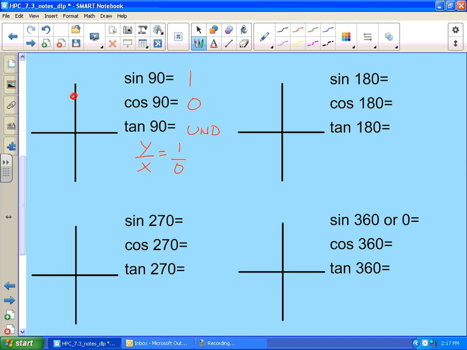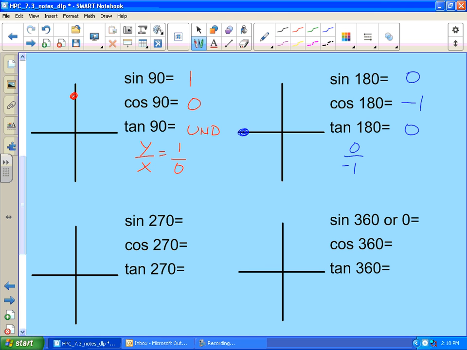Okay, let's keep going. Sine of 180. So now I'm hanging out right there. What is gone? Zippo. Y is gone. So that means sine of 180 must be 0. And cosine? No, not 1. Negative 1. Remember, positive 1 is on the positive x-axis. We're on the negative side of the x-axis right now. So cosine is negative 1. And then tangent, y over x: 0 over a negative 1 means 0.